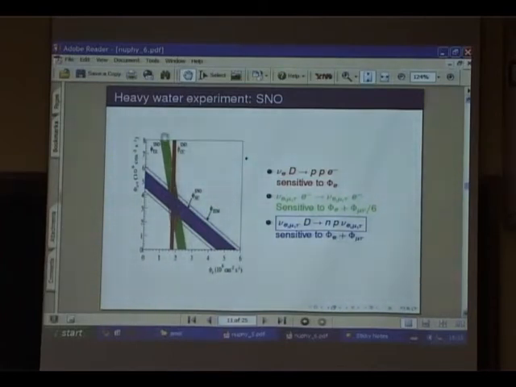Then this green band is simply elastic scattering, the electron scattering. It is a line with a slope of 6, which is the cross section ratio. The flux is called φ ES, elastic scattering, with a slope of 6, and it intersects this red line. So you expect that the intersection point lies somewhere. The third is this neutral current interaction, which is any neutrino acting on deuterium, splitting it up into neutron, proton, and some other neutrino. This is a line with slope equal to 1. It's sensitive to φ_e plus φ_μ plus φ_τ.